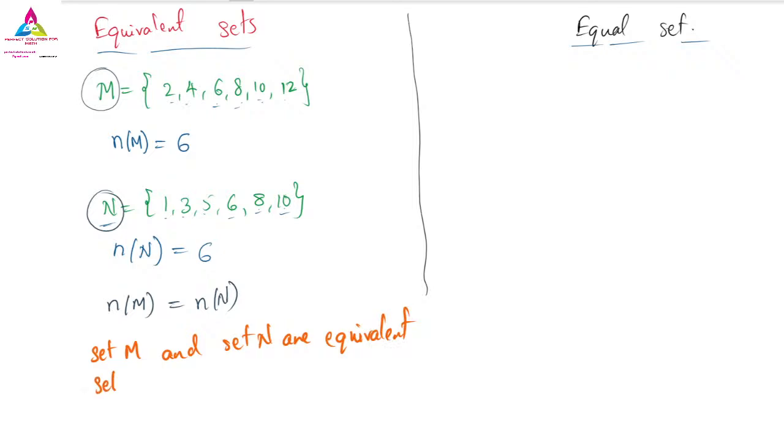Okay, this is about the equivalent set. Now let us move on to the equal set. What does an equal set refer to? Same rule. We will take an example.